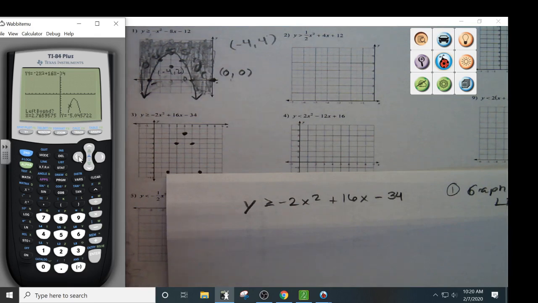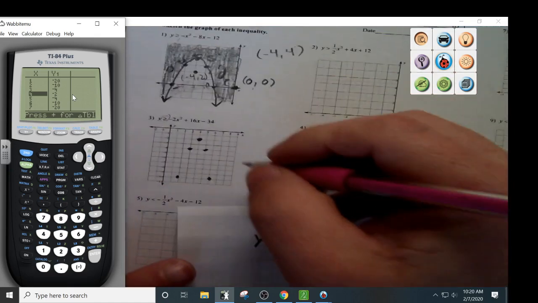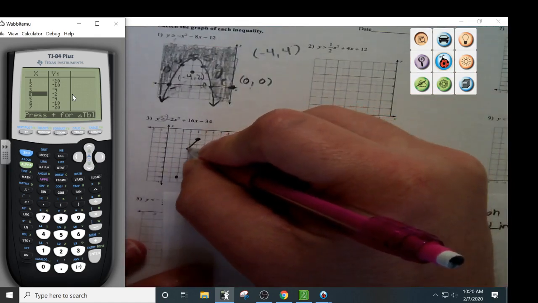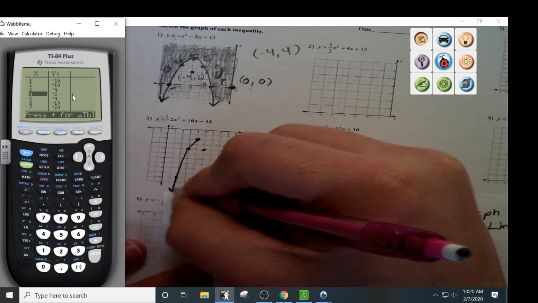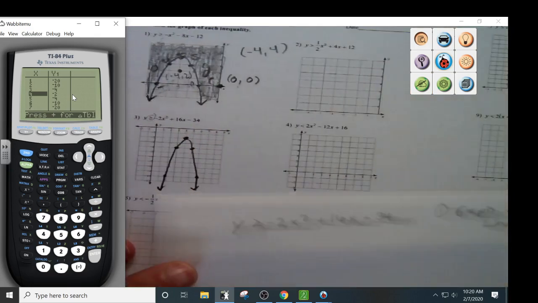Yes, ma'am. All right, and then what we did, guys, to get our other points, we went to the table, found our vertex, and graphed about 5 points around. Including the vertex, usually you can graph 5 points. Okay. Now, guys, knowing that our inequality is greater than or equal to, it is going to be a solid boundary line or solid parabola. All right. There you go.